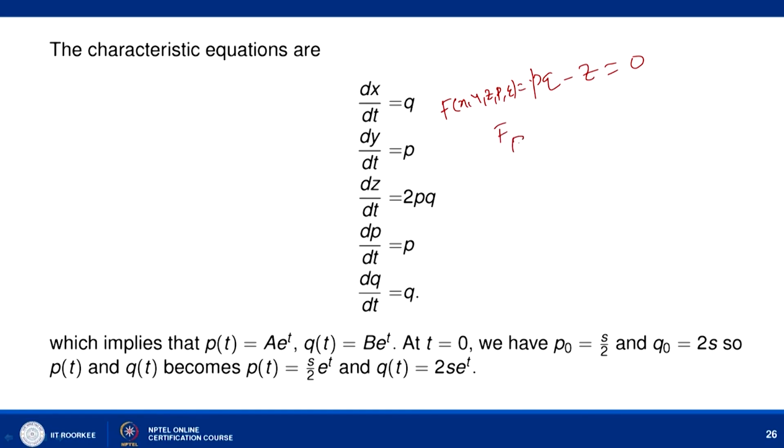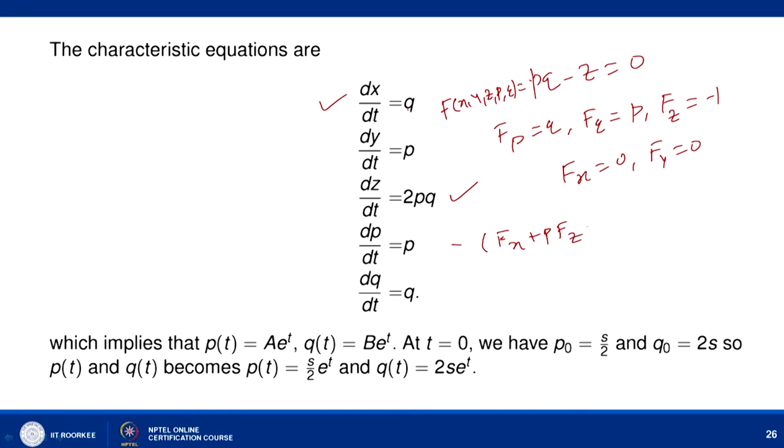Now, here f_p is q, f_q equal to p, f_z equal to minus 1, f_x equal to 0, f_y equal to 0. So, dx by dt equal to f_p, we got it as q, dy by dt equal to f_q, that is p, dz by dt is equal to p f_p plus q f_q, that is 2pq, dp by dt equal to minus of (f_x plus p f_z). So, f_x is 0 and f_z is minus 1, so we will get p. dp by dt equal to p and dq by dt equal to q. Now, again look at here, dx by dt, dy by dt, all these involve p and q.